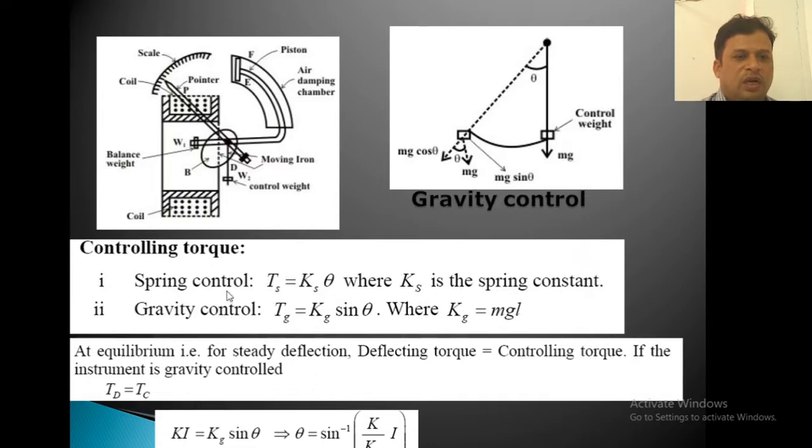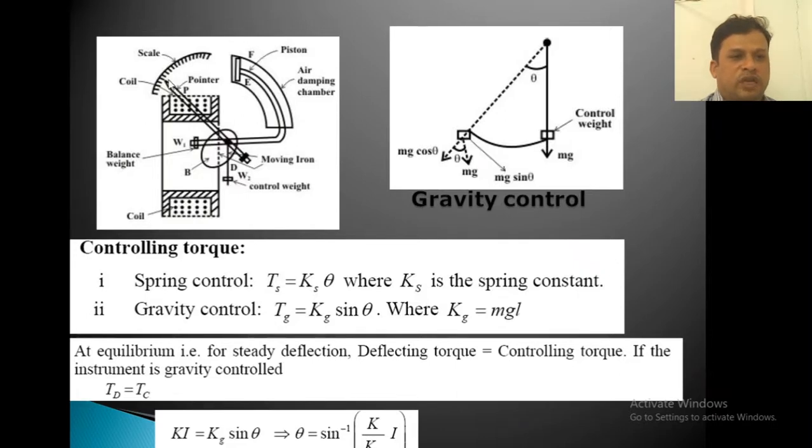Now the respective equations are Ts equals Ks into theta, and Tg equals Kg into sin theta, where Ks is the spring constant and Kg equals mgl. It is nothing but a constant, since gravity is constant, that is mg into L, and that is nothing but Kg, and therefore K suffix g here.